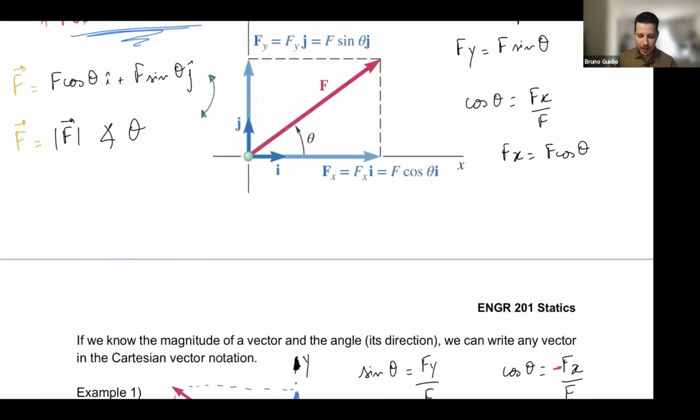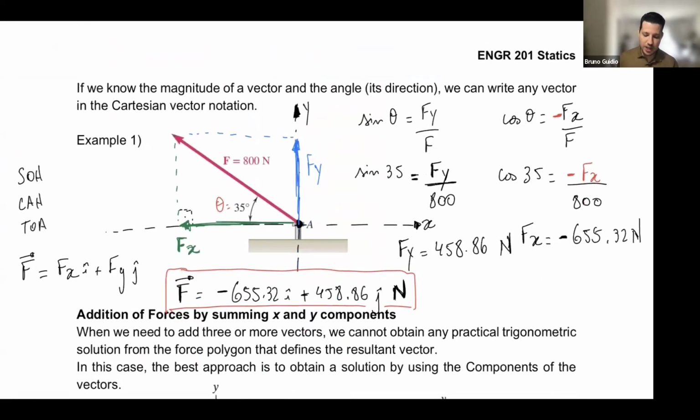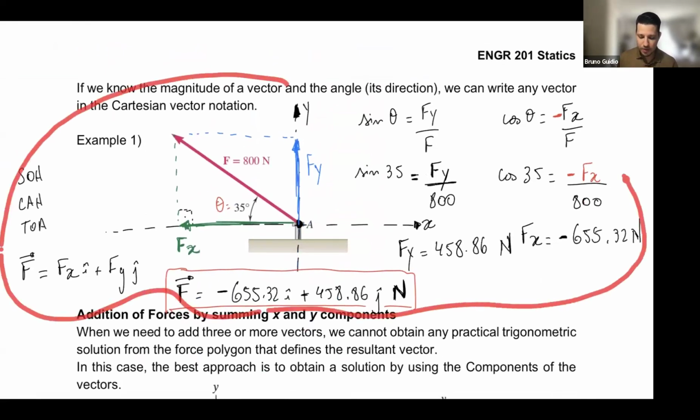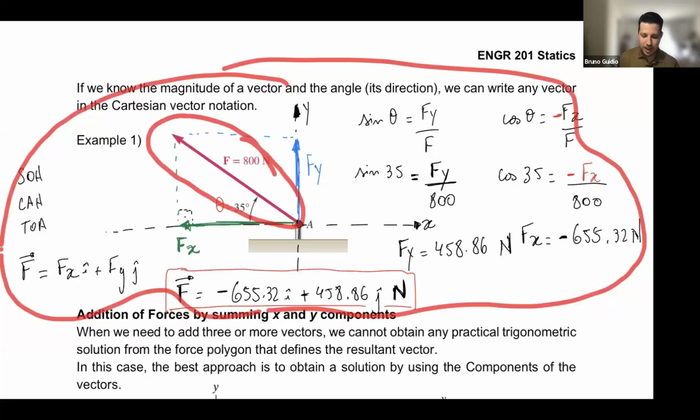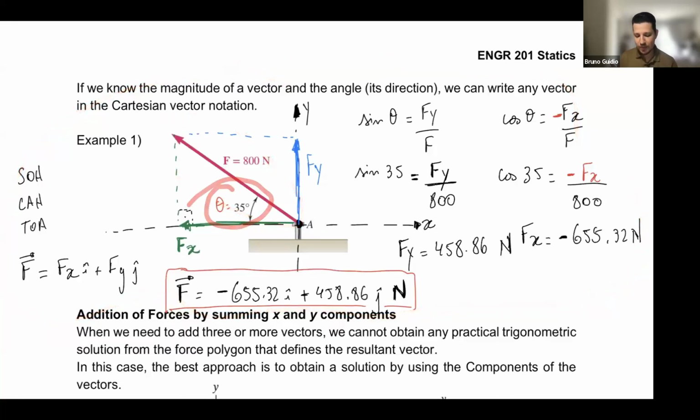So pretty much what we finished the class with was doing one problem where you could see the vector and also its direction. And what we did, we translated this vector to Cartesian notation, meaning a projection in the x-axis and a projection fy in the y-axis. We use the angle, and of course we use those quadrants. Remember, this is the positive direction, so that's why this fx is negative, because it's going to the negative direction of x.